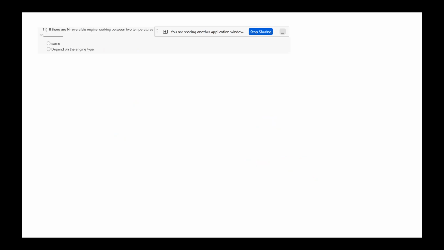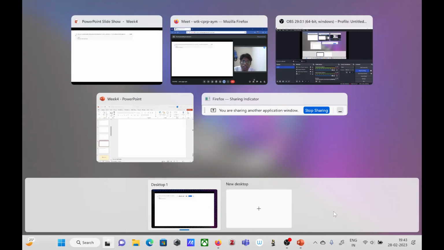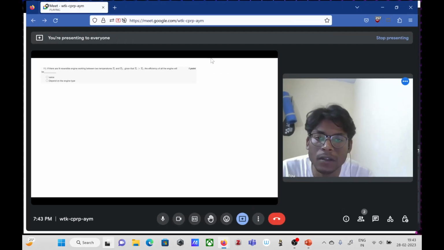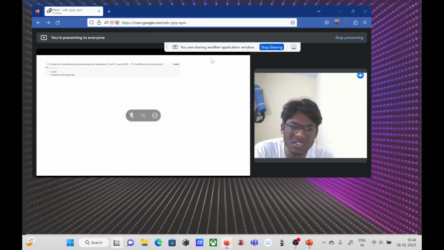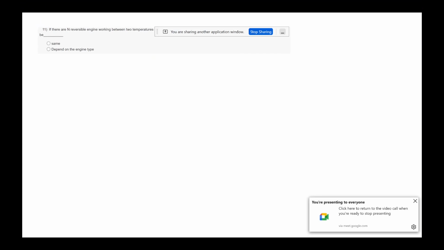Now this is also a simple problem. This says if there is a reversible engine working between two temperatures T1 and T2, given that T1 is greater than T2, the efficiency of the engine will be? So this is a problem from the definition. So let me write.